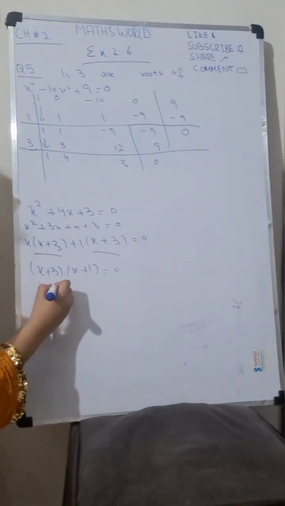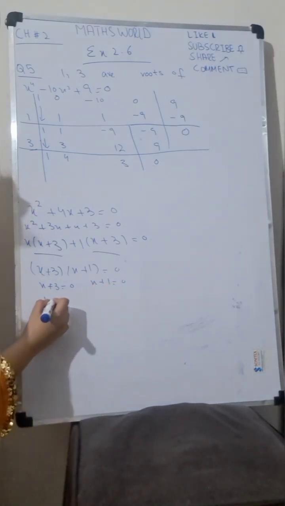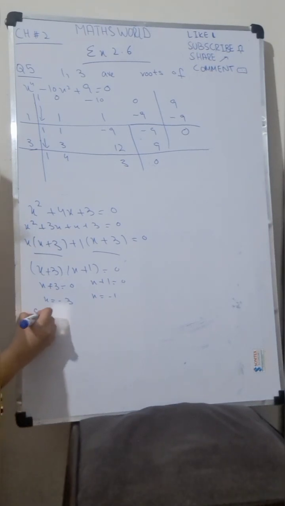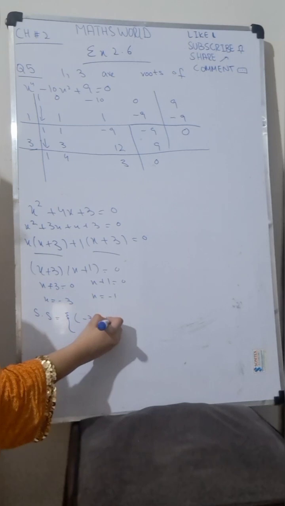So x plus 3 is equals to 0 and x plus 1 is equals to 0. So x is equals to minus 3 and x is equals to minus 1. So you can write solution set, curly brackets, minus 3 and minus 1.